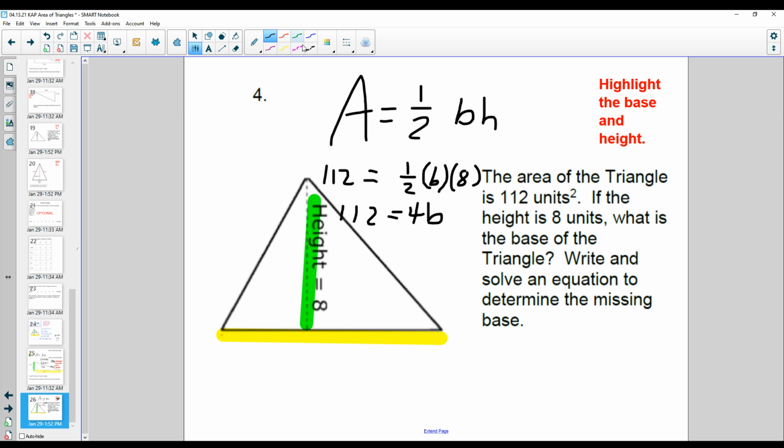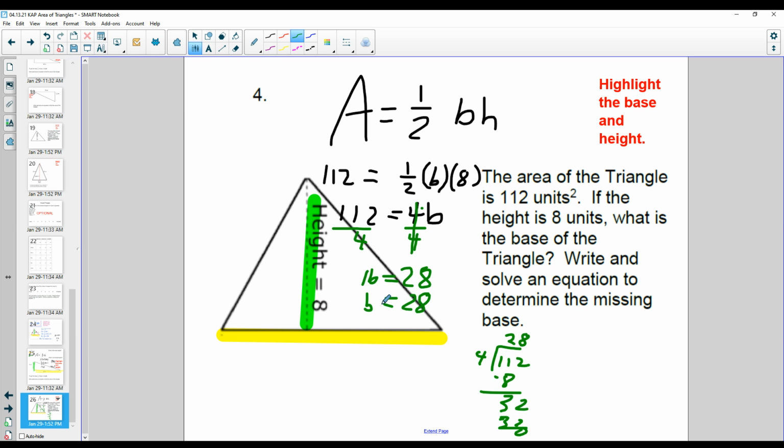And this is a one-step equation. We have learned this. How do you solve a one-step equation? The opposite of multiplication is divide. Divide. So this becomes 1 base. So 1 base, or b, equals 112 divided by 4. It goes in 2 times. 4 goes into 32 8 times. So the 1 base, or the base, is 28.